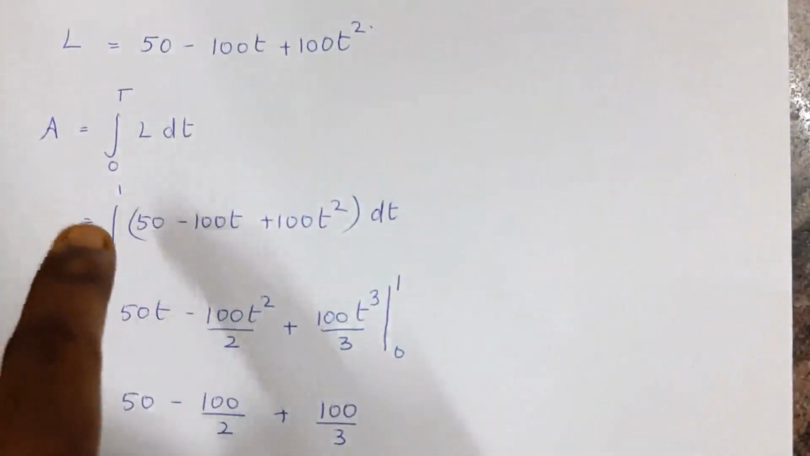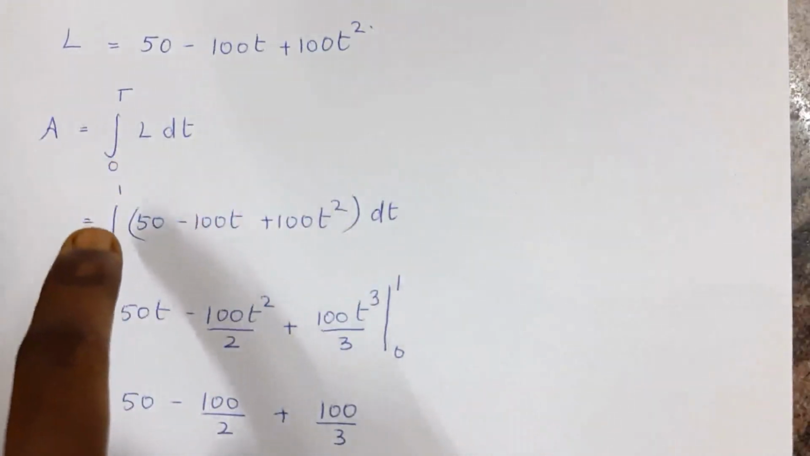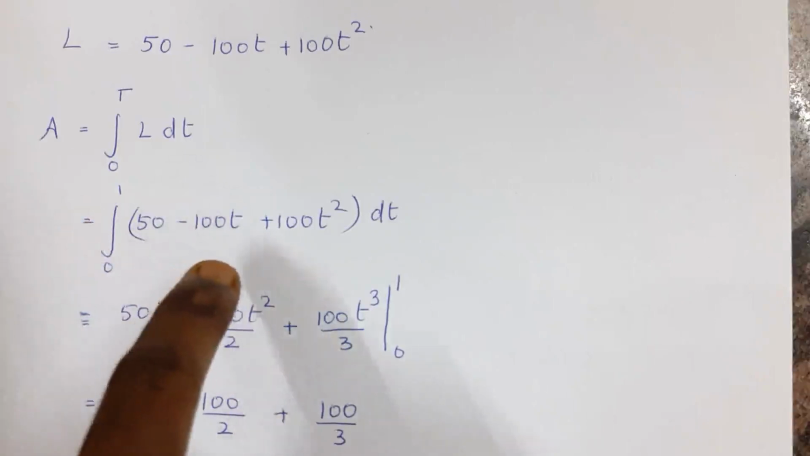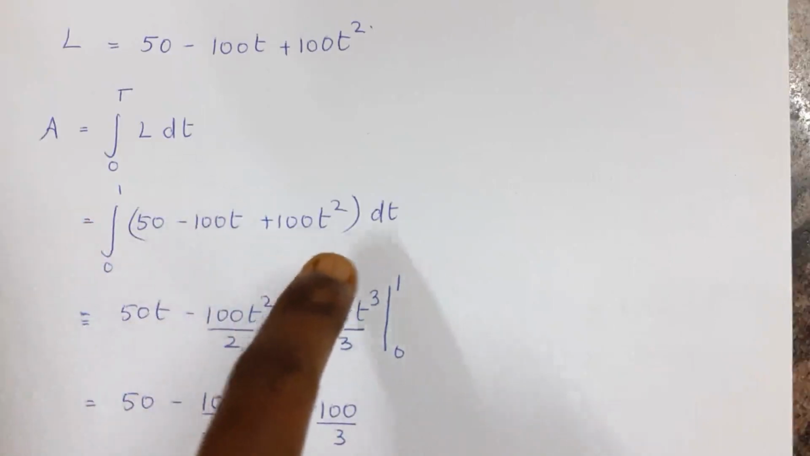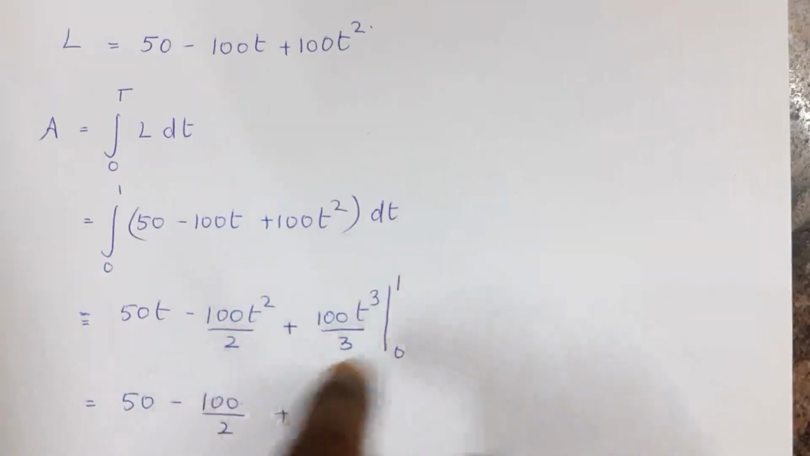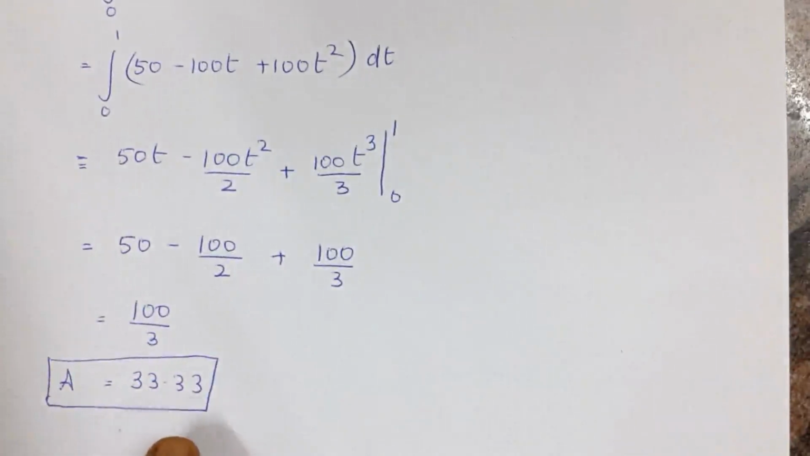A is equal to the integral from 0 to t of L into dt. So the t value is 1, and the integral from 0 to 1 of 50 minus 100t plus 100t square into dt. Integrating this part and substituting the limits, we will get A is equal to 33.33.